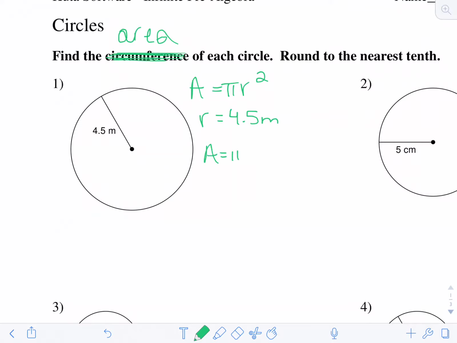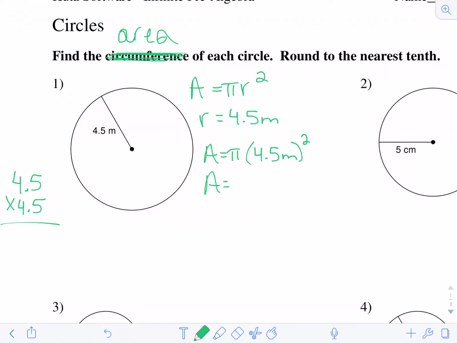Area is equal to pi times 4.5 meters squared. And again, we're going to leave this in terms of pi. It says round to the nearest tenth, but since we're not using calculators, we're going to leave it in terms of pi. So what we have to do is square 4.5, which means you're going to do 4.5 times 4.5. We're going to go ahead and multiply this out.